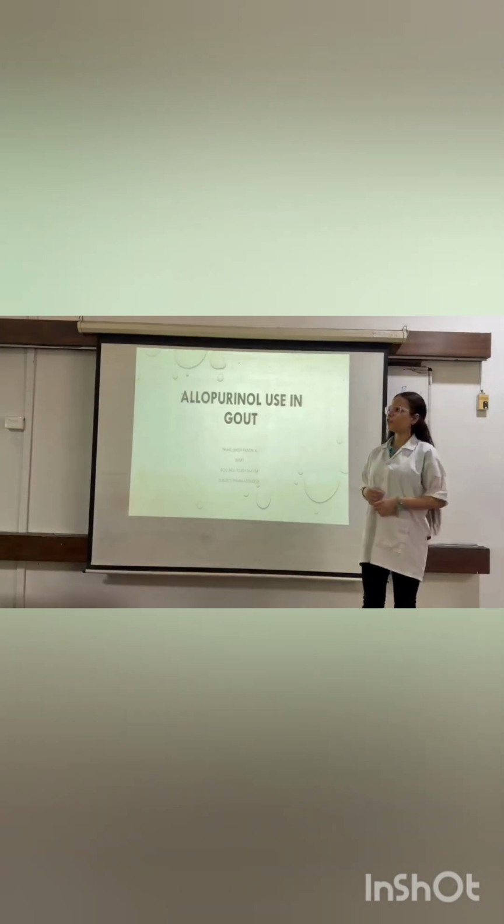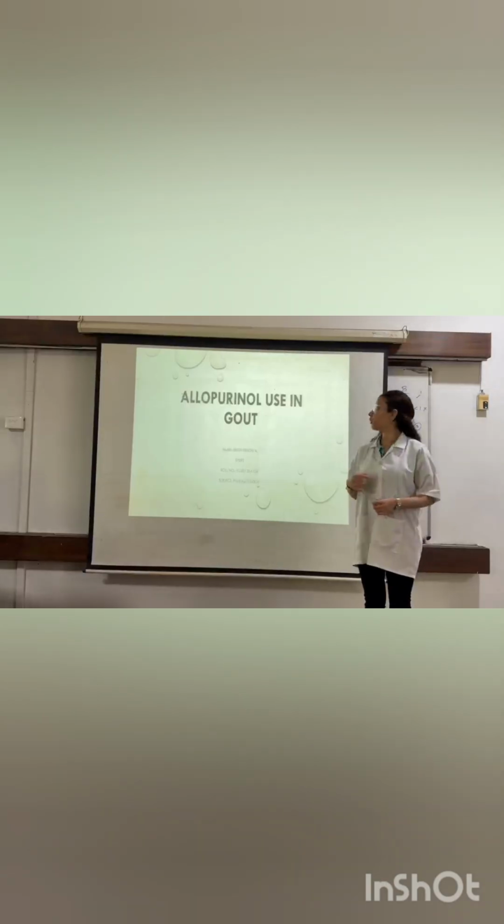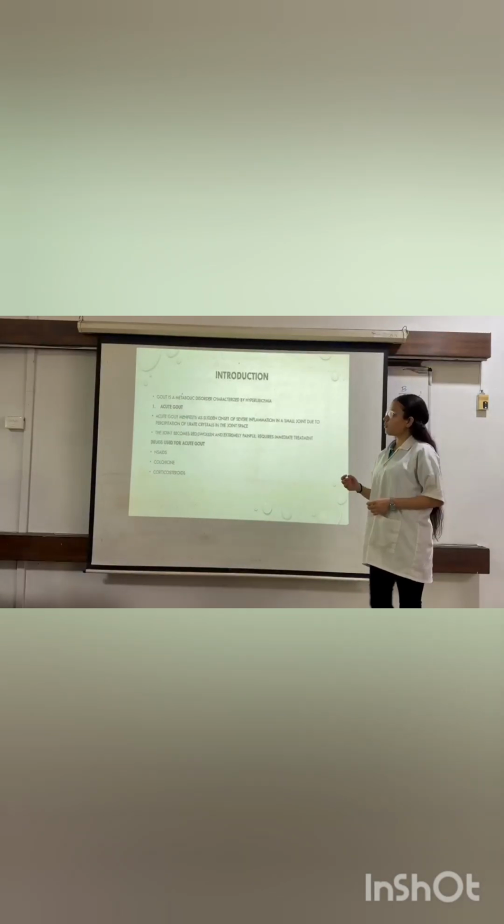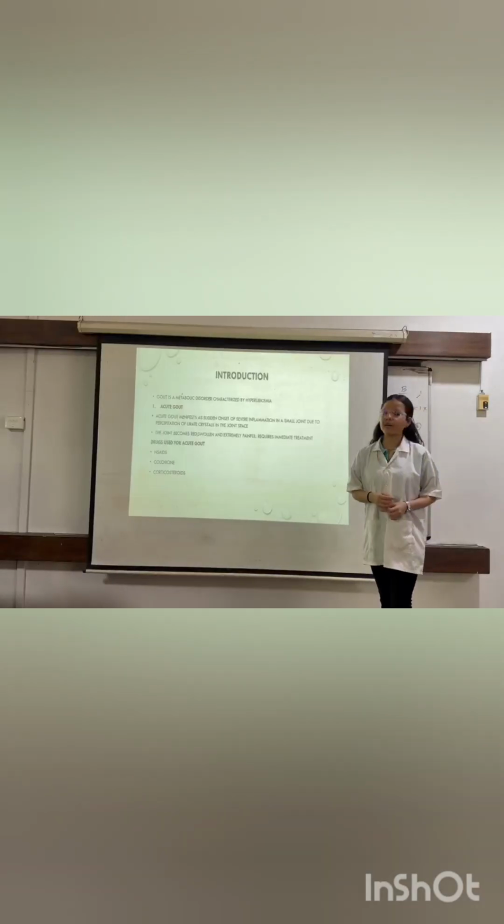So I am going to talk about the allopurinol drug used in gout. Gout is a metabolic disorder characterized by hyperuricemia. There are two types of gout. First one is acute gout.